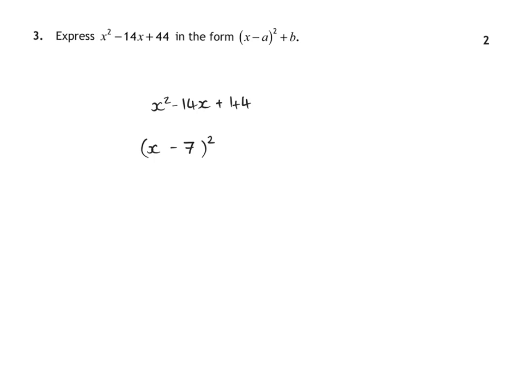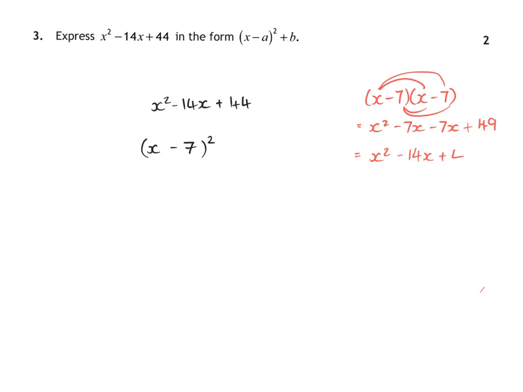So the reason this works, it's a little explanation, is if we do x minus 7 and multiply this out, we're going to get x squared minus 7x minus 7x plus 49, because the negative times negative gives us positive. So if we collect that together, we're going to have x squared minus 14x plus 49. Okay, so that gives us some of what we need, but not everything we need.